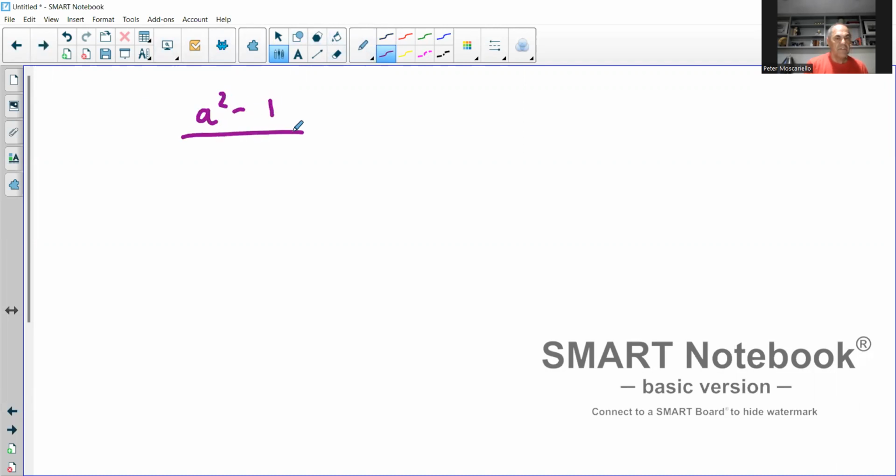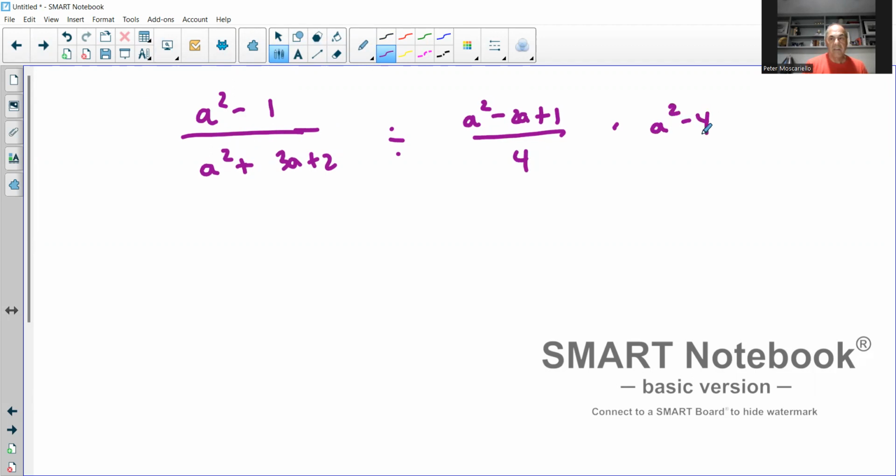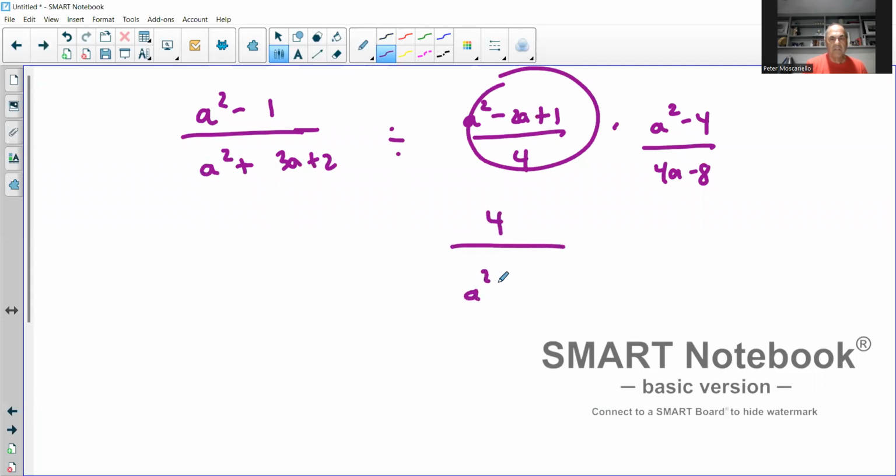So 21 says simplify, which is just factor. Oh, no. No, it's actually multiply or divide. And then simplify. Okay. So since we have division involved, this one here, we're going to flip that one. Won't flip the other ones, but just flip the divisor one. All right, but everything's got to be factored.